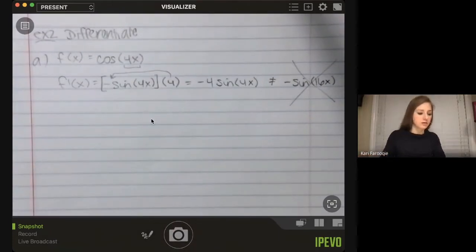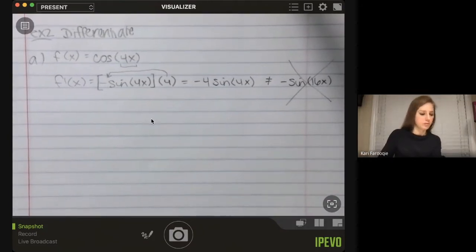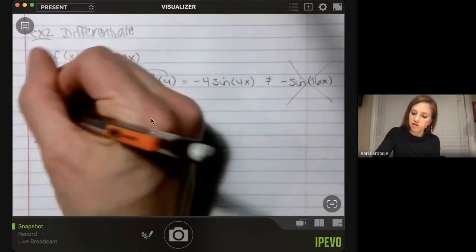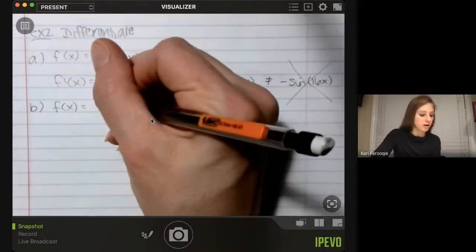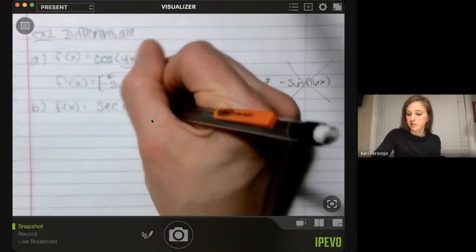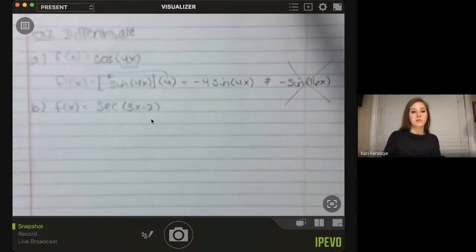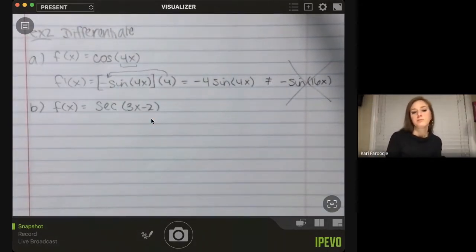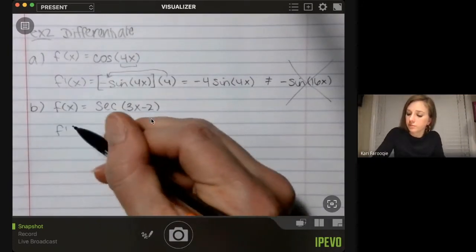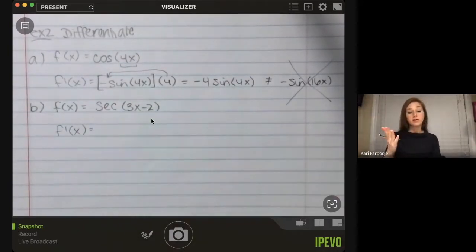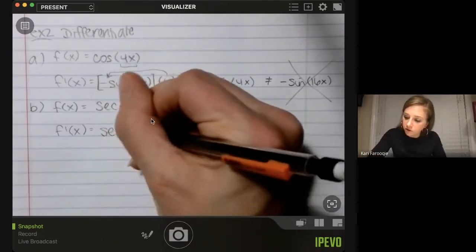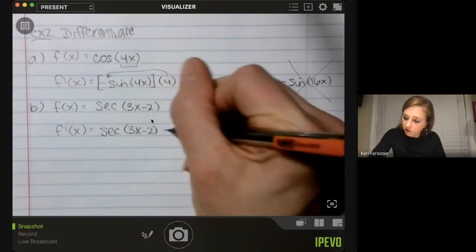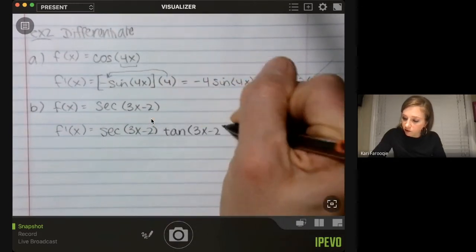So there's that. I was going to do a tangent. I guess we could, but let's do a secant, because I was just saying that students seem to have a harder time with the secant just because it looks weird to them. So let's do the secant of 3x minus 2. Okay, so start out taking the derivative normally. Normally if you're taking the derivative of secant x, you would be doing secant x times tangent x. Do the same thing here. Secant 3x minus 2 times the tangent of 3x minus 2.